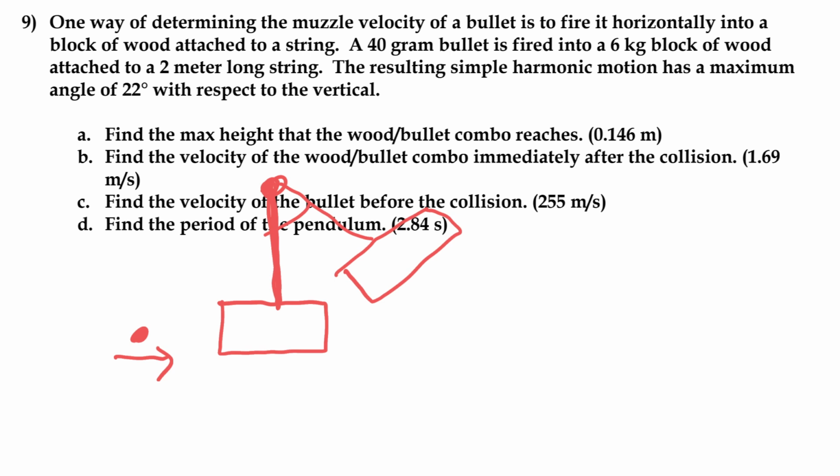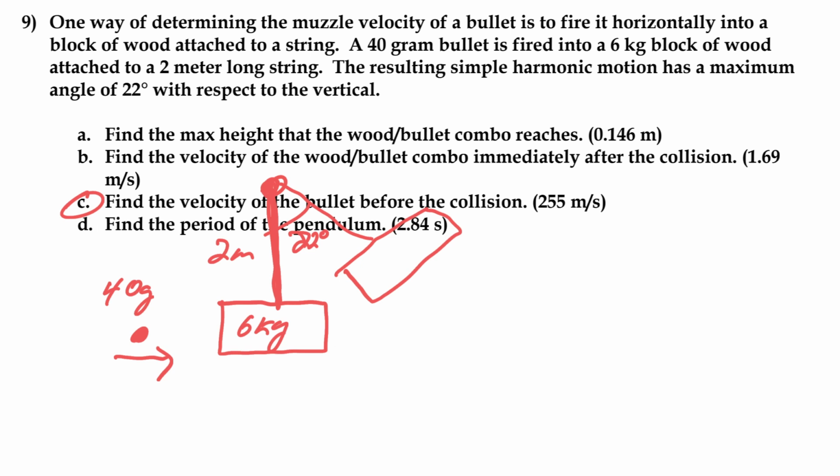So in this problem, it tells us that there's a 40-gram bullet firing into a 6-kilogram block of wood. The angle that it reaches is going to be 22 degrees. And the string length is 2 meters long. So we're going to try to figure out several things. Ultimately, what we're looking for is letter C. What's the velocity of the bullet before? That's the purpose of this ballistic pendulum, to figure out how fast the bullet's being fired out of the gun.